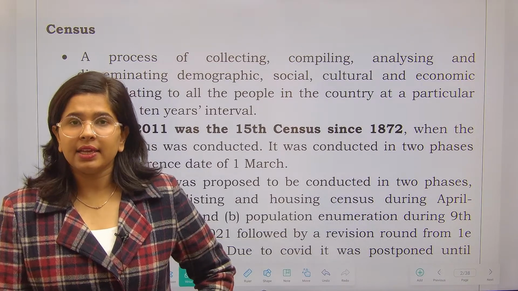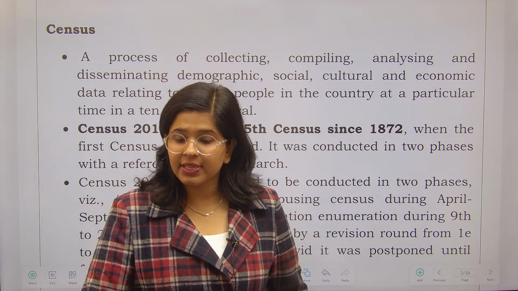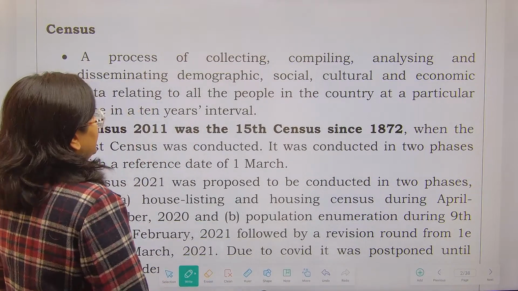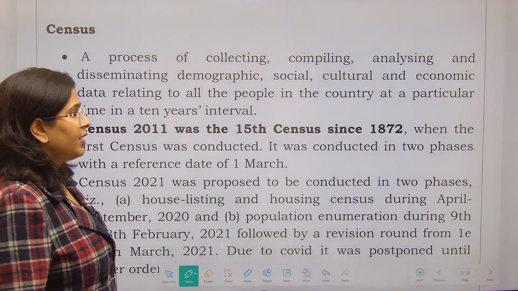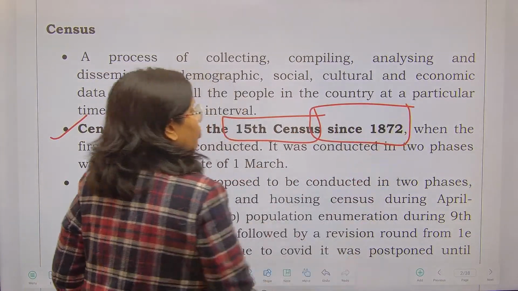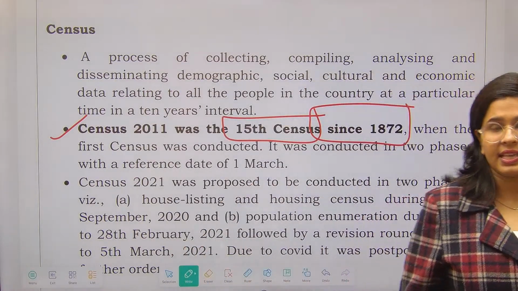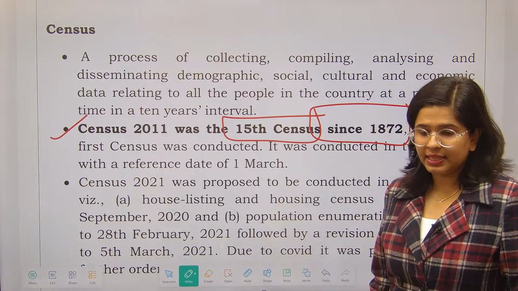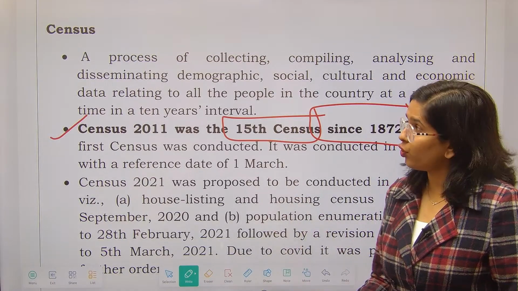But in the year 2021 we all know that there was COVID, and hence census collection was delayed. So in that particular sense, this particular line becomes important for us. Census 2011 was the 15th census since 1872 when the first census was collected, right? It was the 15th census. If the census had happened in 2021, then it would have become the 16th census, but the collection of data was delayed obviously because of COVID.